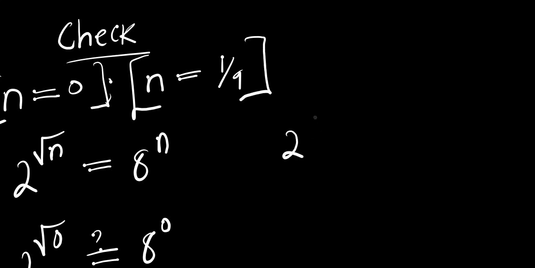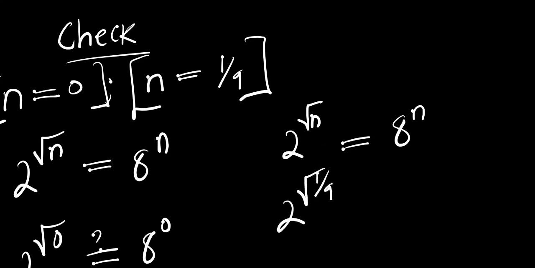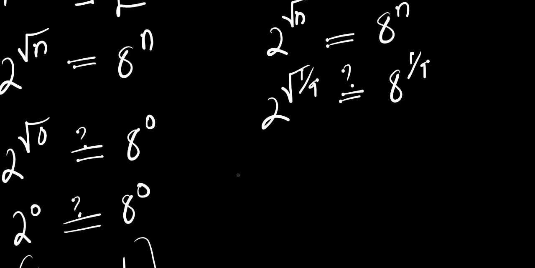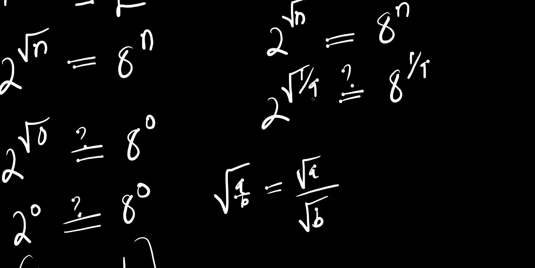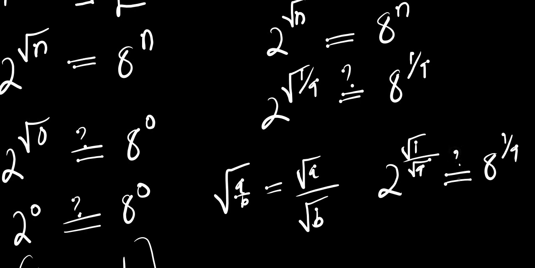So let's recopy the problem again. We have 2 power root of n equals 8 power n. We are going to insert 1 over 9 right here. We have 2 power root of 1 over 9 equals 8 power 1 over 9. Is that so? Now, if you have root of a over b, this equals root of a divided by root of b. So we are going to apply the same thing here. We are now going to have 2 power root of 1 divided by root of 9, and this equals 8 power 1 over 9. Is that so?